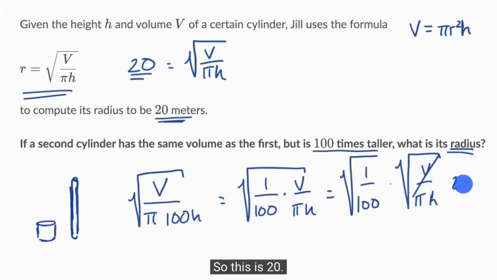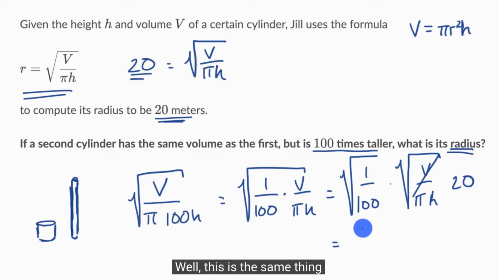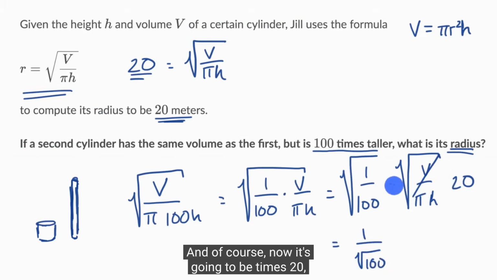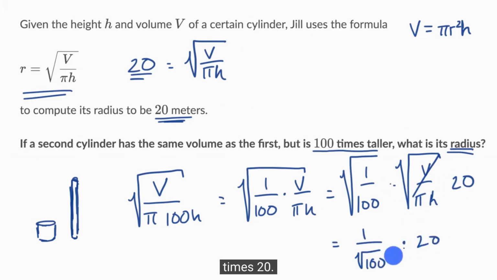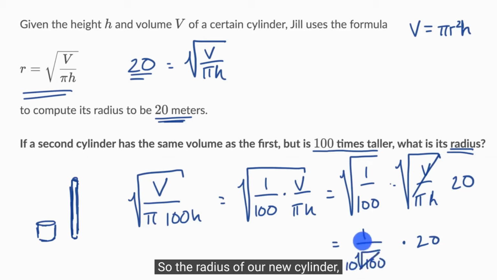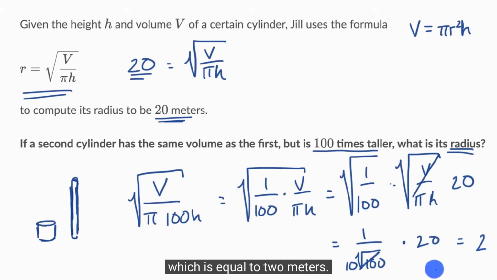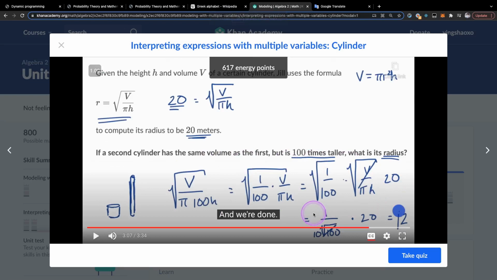So this is 20. And then what's the square root of 1 over 100? Well, this is the same thing as 1 over the square root of 100. And of course now it's going to be times 20. Well, the square root of 100, I should say the principal root of 100, is 10. So the radius of our new cylinder, of the second cylinder, is going to be 1/10 of 20, which is equal to 2 meters.